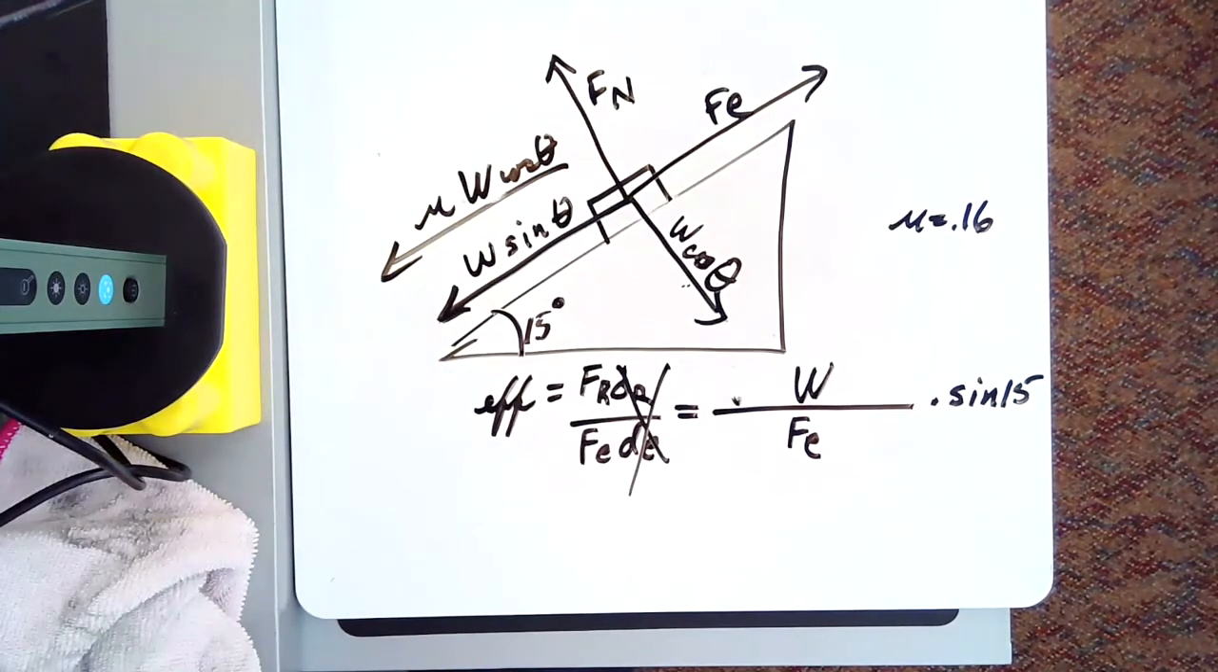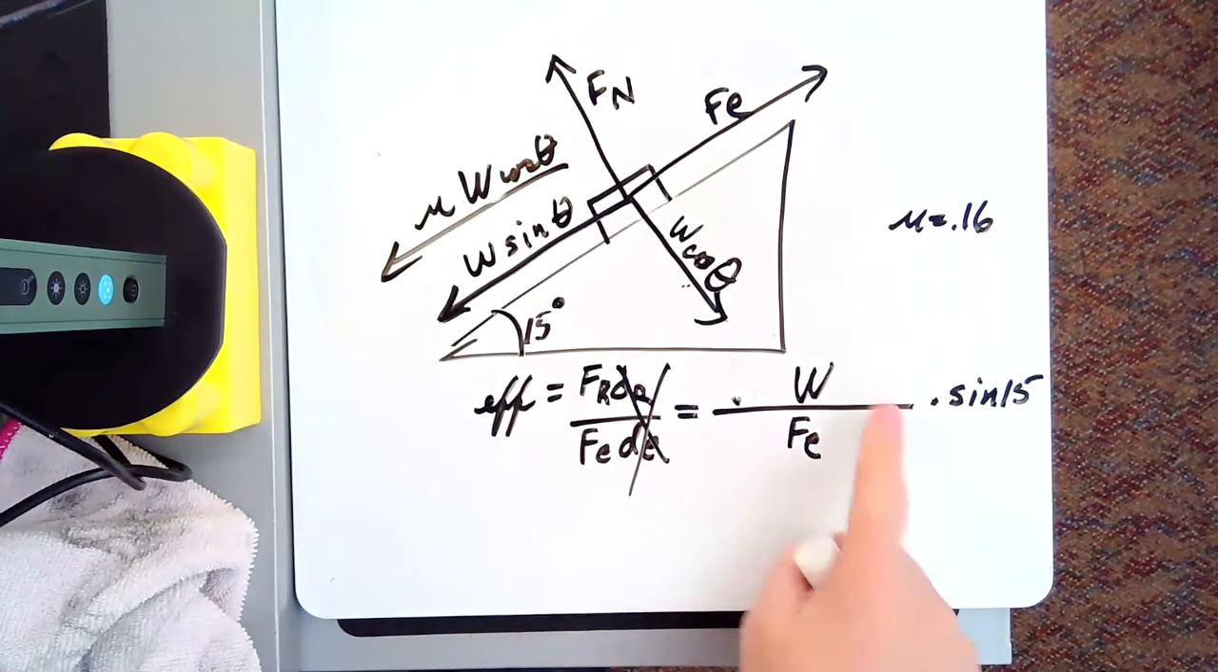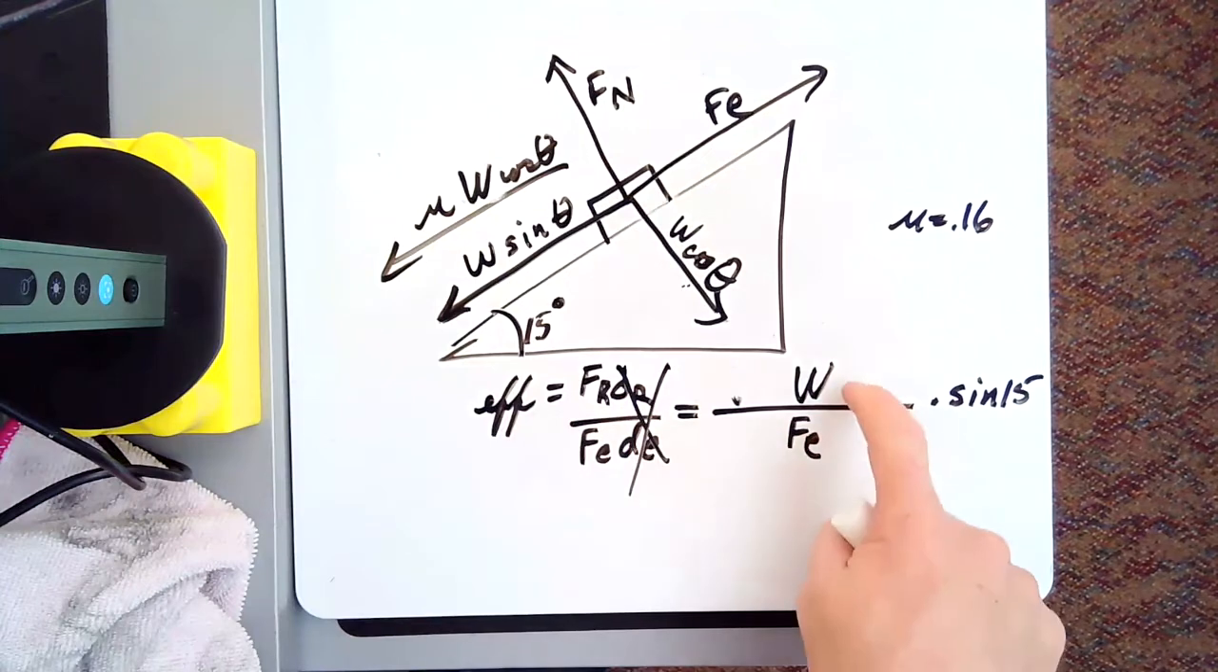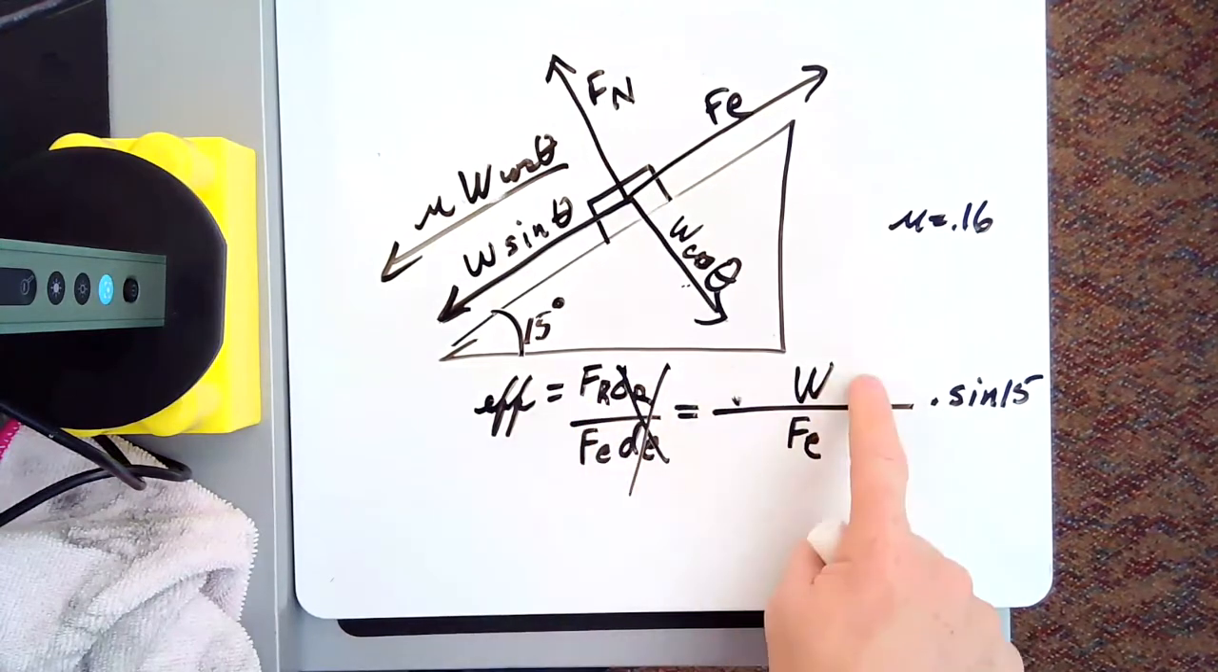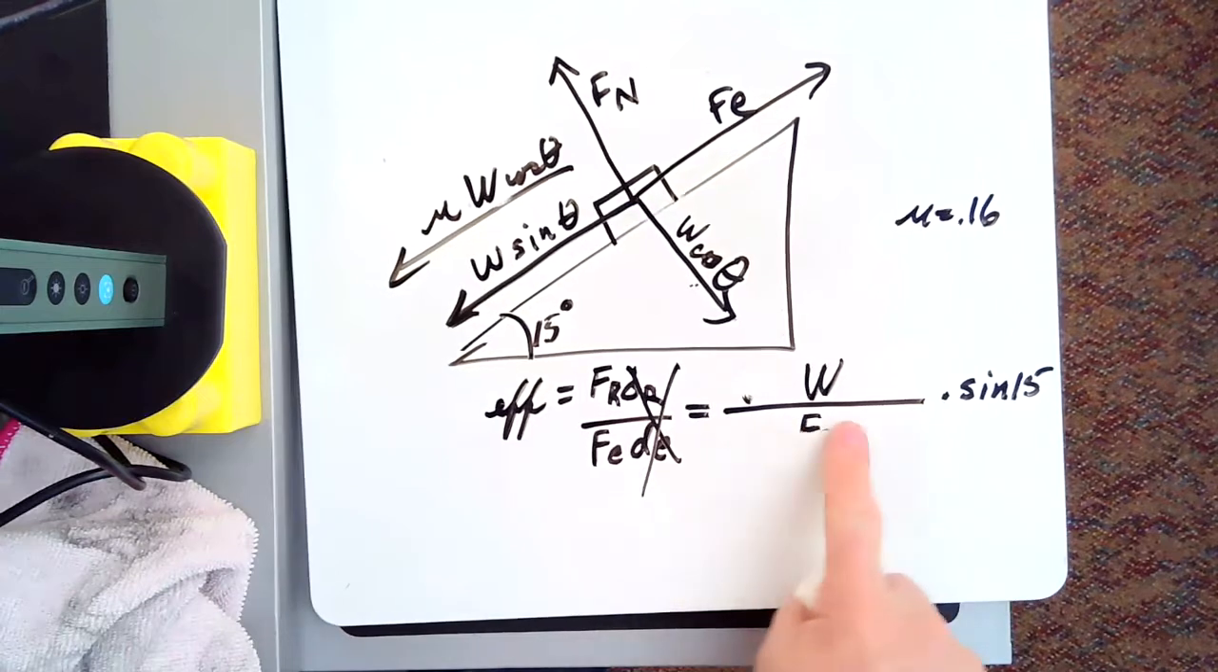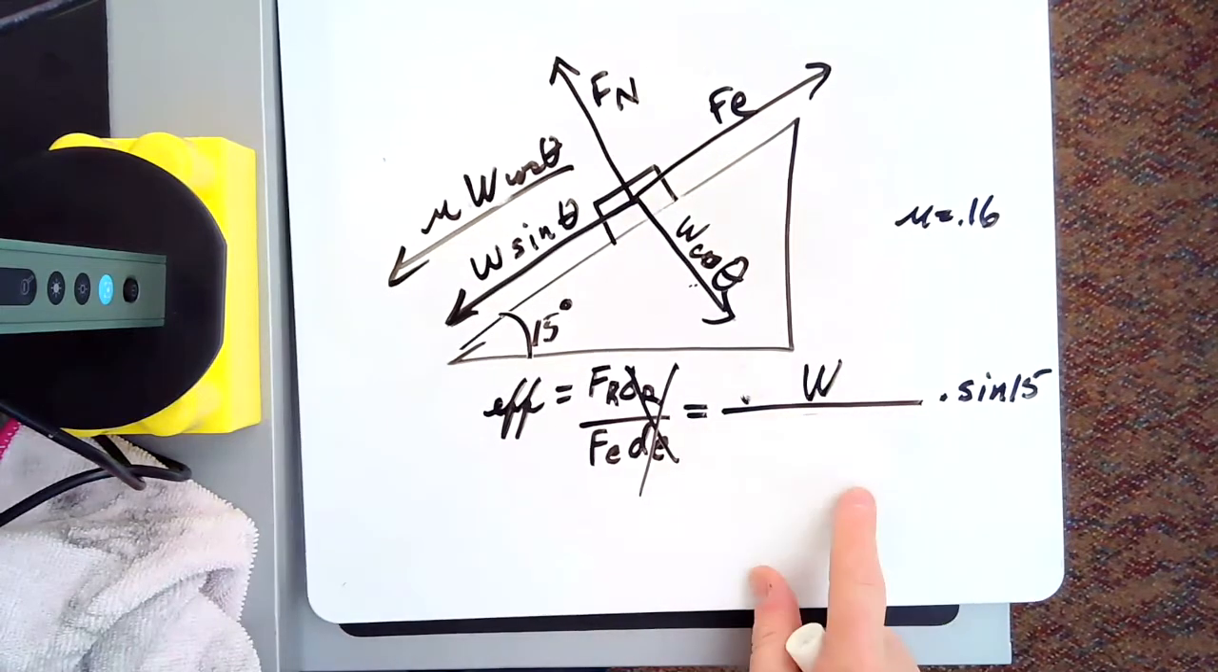Does that make sense? So I'm trying to figure stuff out here. I thought the weight is my FR. My weight is my FR. And FE, what would I put in for this FE here? What would it have to be equal to?